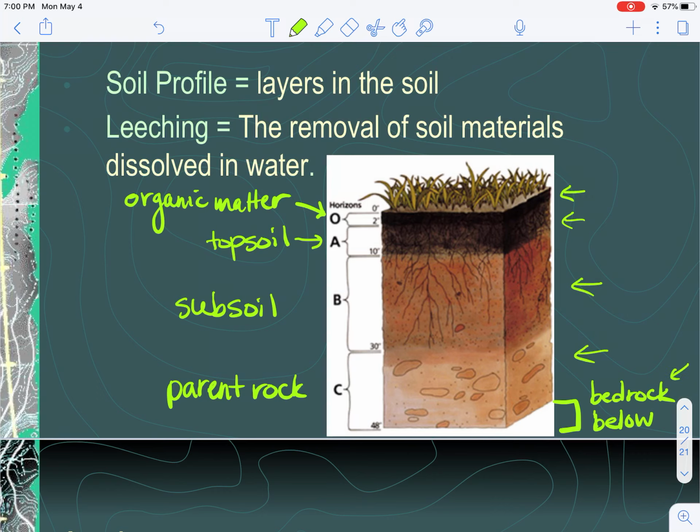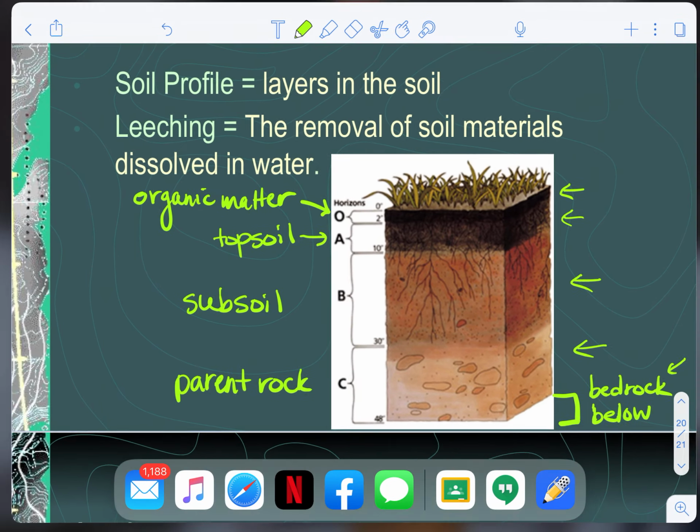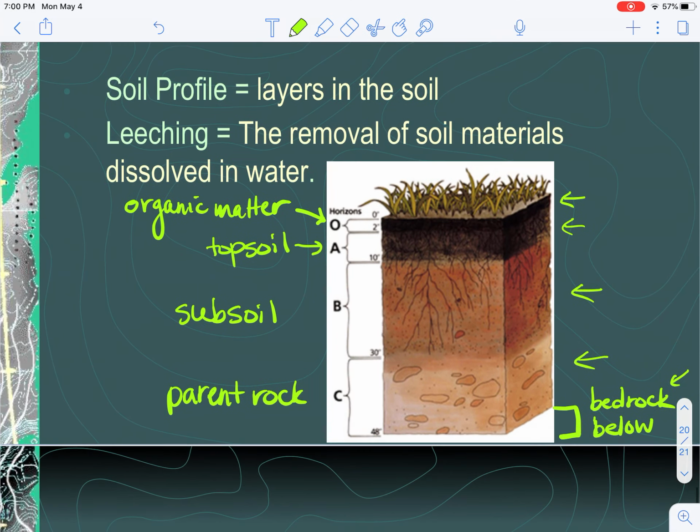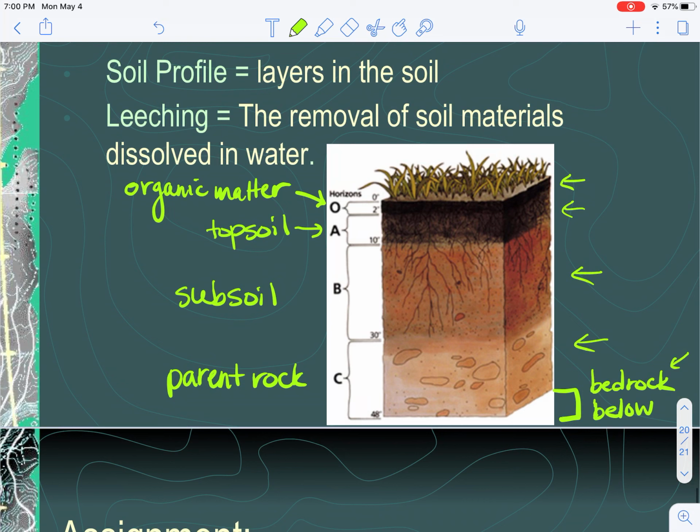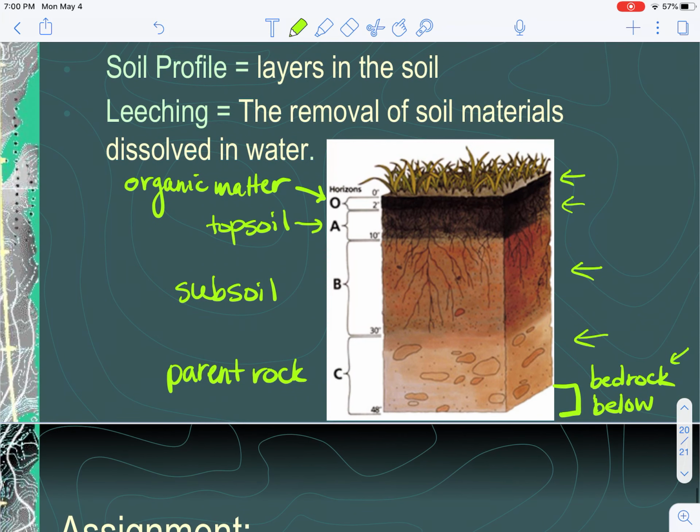Below that would be sort of chunks of rock and soil. It's called parent rock. And solid rock would be found below that, and that would be bedrock. It's not exactly in this picture, but that's where it would be.